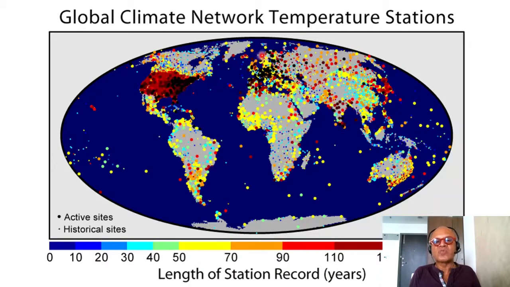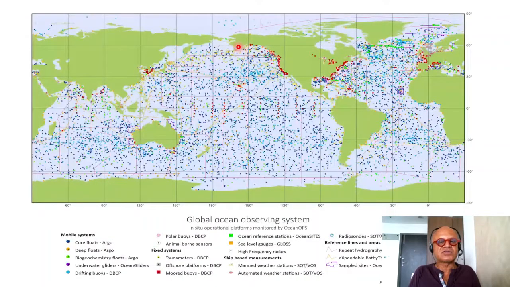North America and Europe are heavily covered, some parts of Africa and South America are heavily covered, some parts of Asia, but there are large parts that are not covered very well. Okay, so those matter when we are trying to derive long-term records.